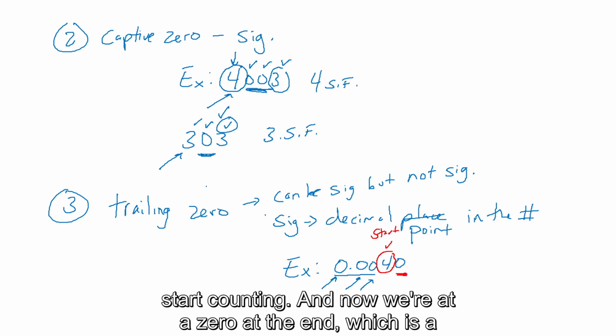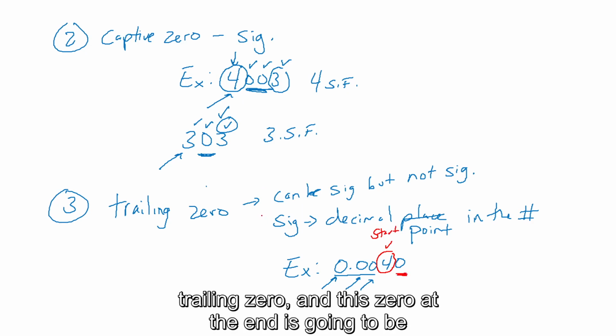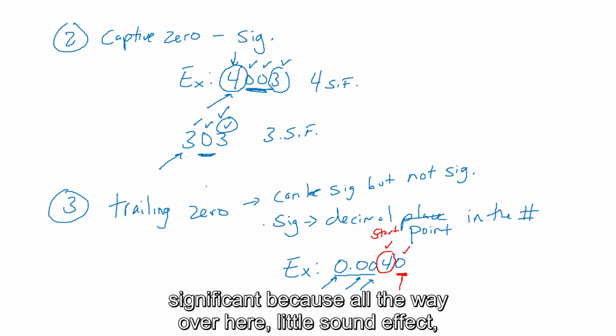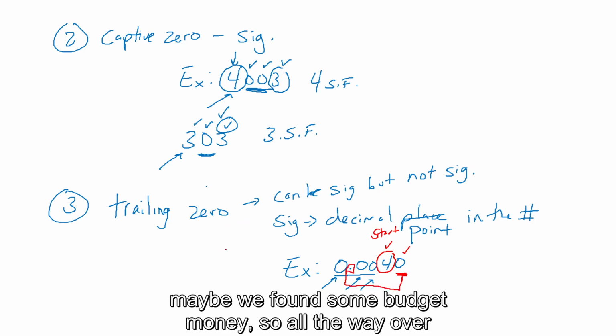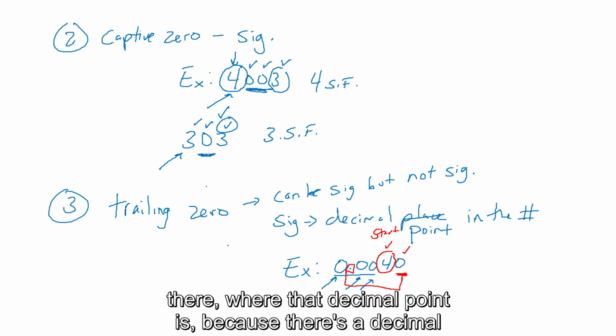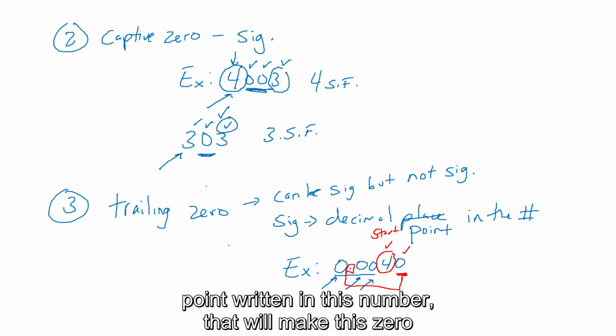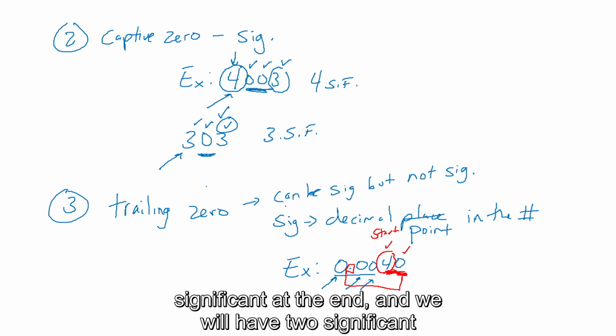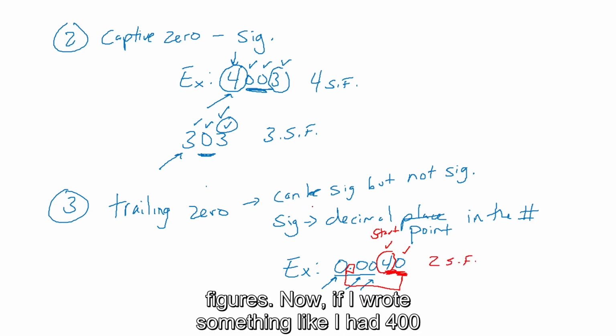And now we're at a zero at the end, which is a trailing zero. And this zero at the end is going to be significant because all the way over there, where that decimal point is, because there's a decimal point written in this number, that will make this zero significant at the end. And we will have 2 significant figures.